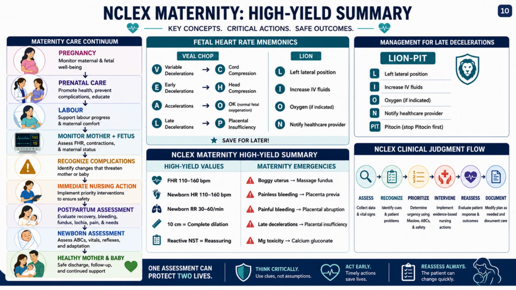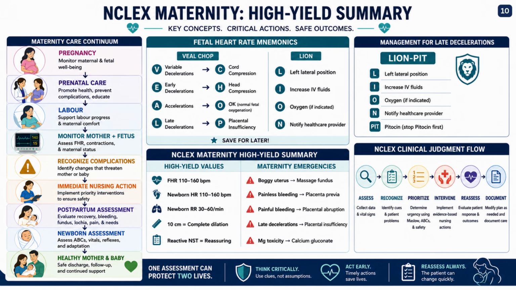Next, remember your emergency priorities. A boggy uterus with heavy bleeding requires fundal massage first. Painless, bright red bleeding suggests placenta previa, while painful bleeding with a firm or tender uterus suggests placental abruption. For cord prolapse, call for help and manually lift the presenting fetal part away from the cord. Signs of magnesium toxicity include respiratory depression, absent reflexes, and decreased urine output, with calcium gluconate available as the antidote.